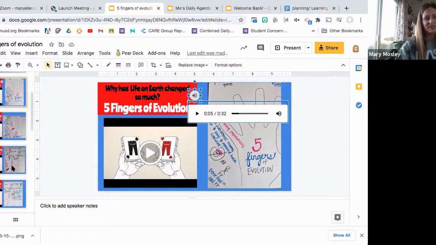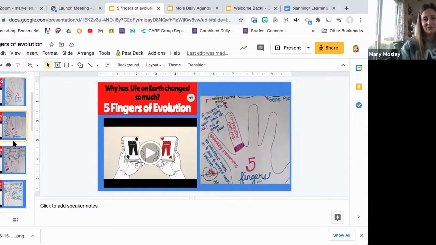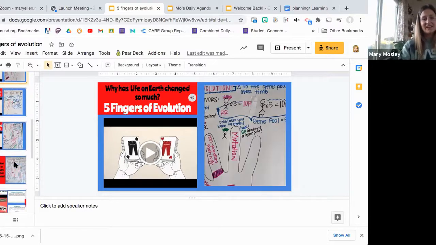And so as you can see, there's lots of slides, and they continue to build, and they continue to add to their 5 fingers.